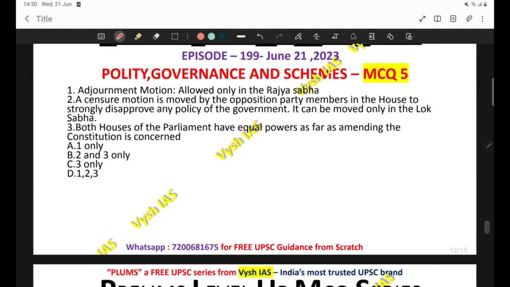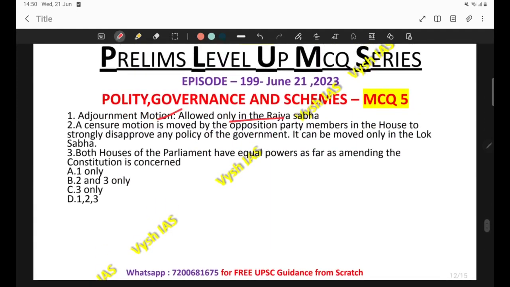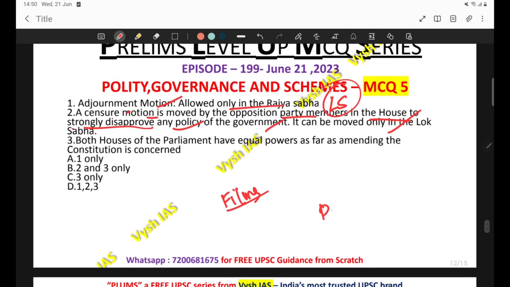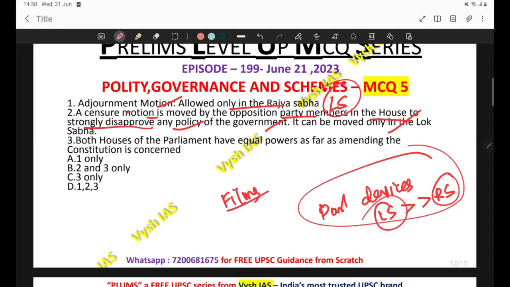Then next question. Adjournment motion allowed only in Rajya Sabha? No, it is allowed only in Lok Sabha. A censure motion is moved by opposition party members in the House to strongly disapprove. Censuring means strongly disapproving; like we have heard of censors in case of films. It is like word derivation; from the word itself you can get the meaning. Strongly disapproving any policy of the government can be moved only in Lok Sabha. In these parliamentary devices, most of the time Lok Sabha has an upper hand over Rajya Sabha. Please note this point in your mind.